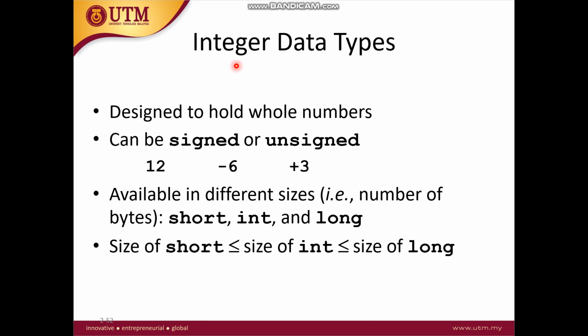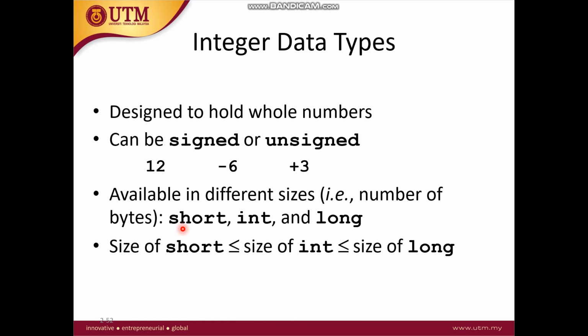Okay, what are the integer data types? You have some integer data types which are designed to hold any number we have. They can be signed or unsigned. For example, this one is unsigned, this one has a negative sign, this one has a positive sign. When we have different numbers, the size of each of them is different.